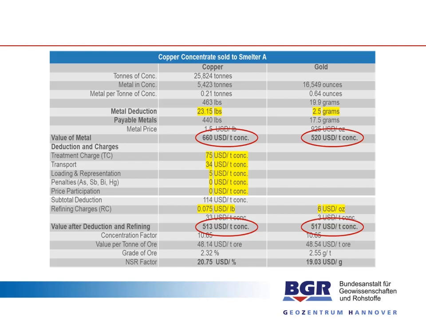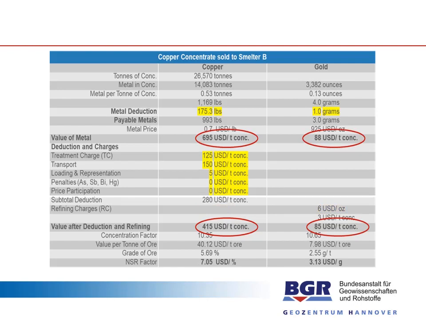So the complete value of the concentrate is $1,030 per ton of concentrate, and you can recalculate it to an ore value that is then in the range of $105 to $110 per ton of ore, only taking the copper concentrate. The price for zinc is substantially lower than for copper.